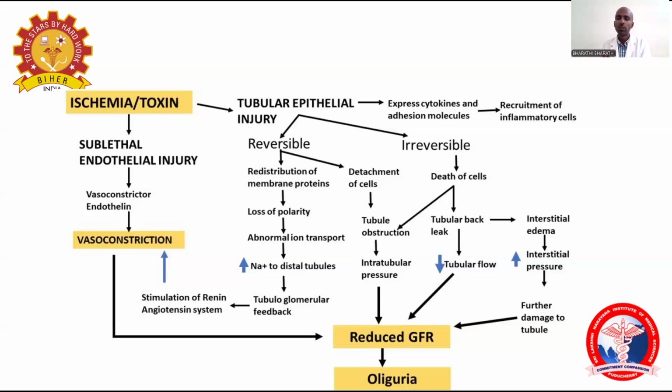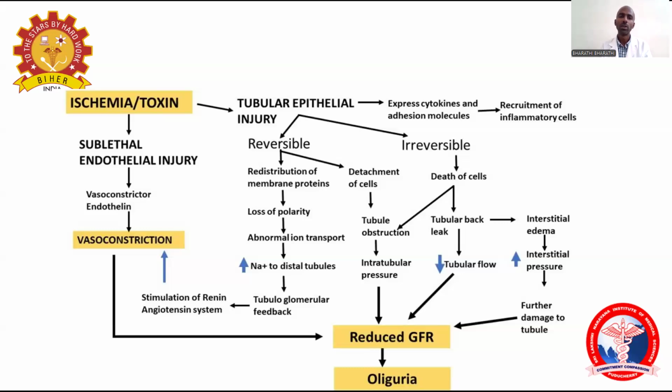So this will also result in reduced GFR and a decrease in the urine output. So the patient will present with oliguria or anuria. Once again, I'll explain the pathogenesis.